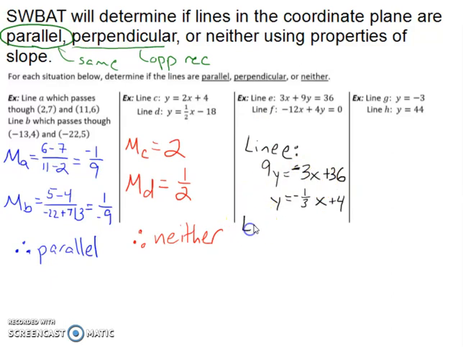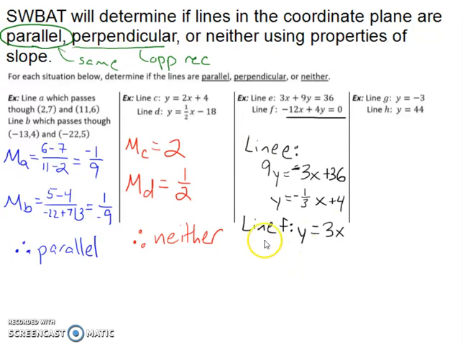I'm going to do the same thing for line F, and if you're like me and you've done a lot of these and you think you can do it all in one step, please go ahead. In order to do this with line F, we would need to add 12x and then divide by 4, and that's going to give us y is equal to +3x and then plus 0 I'm not going to write.